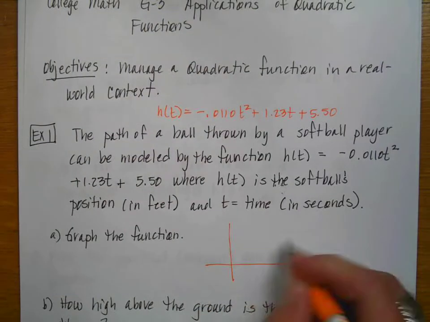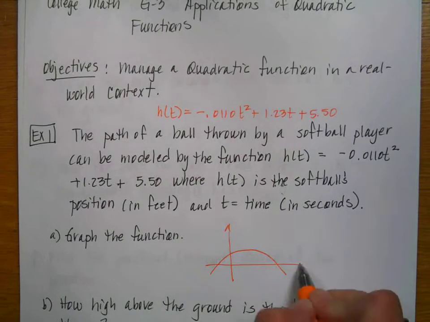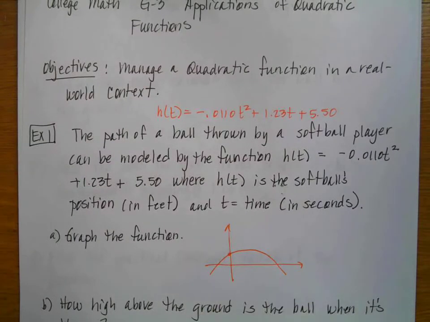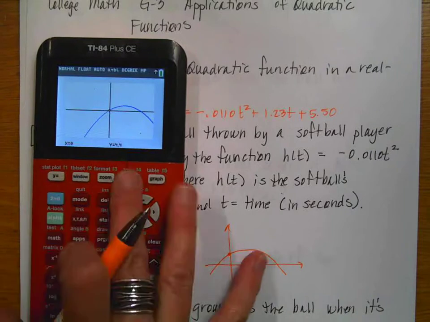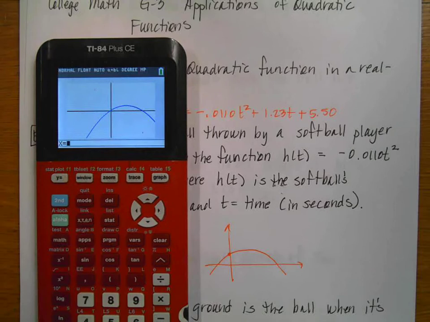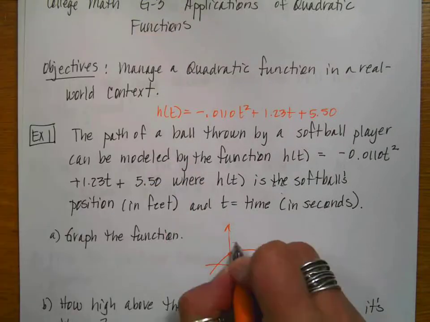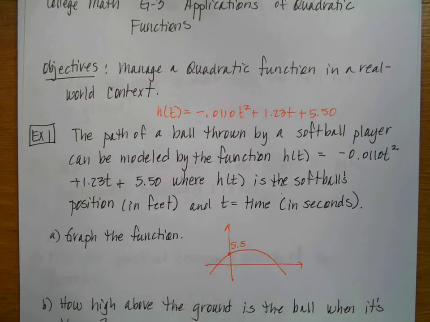The first thing that they ask us to do is graph it. So I'm going to find this point right here, which is the y-intercept. I'm going to do second calculate, and I'm going to do a value where x is 0 because that's going to give me the y-intercept, and it tells me that it is 5.5.